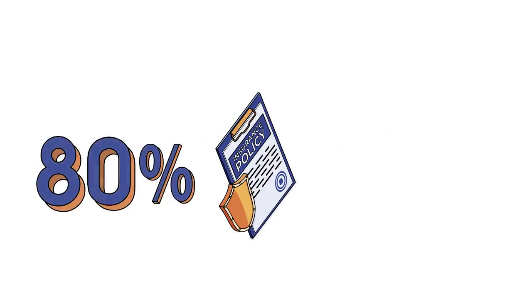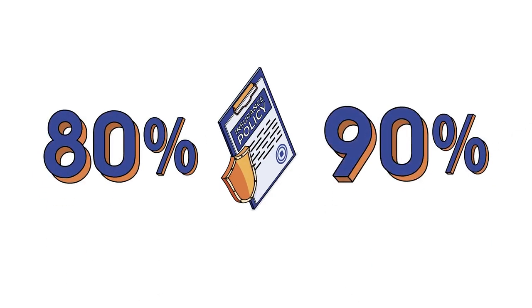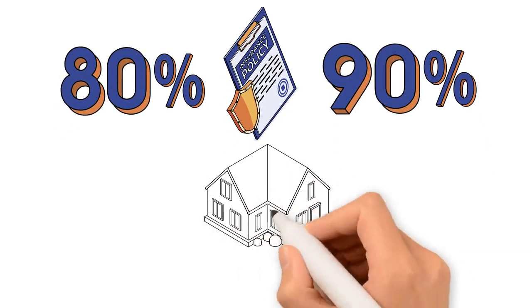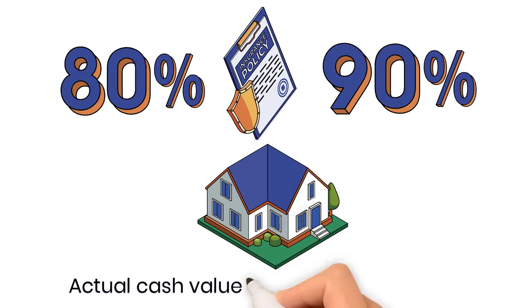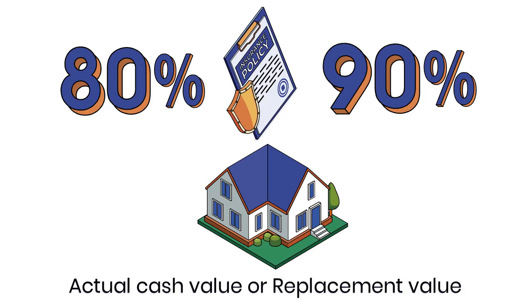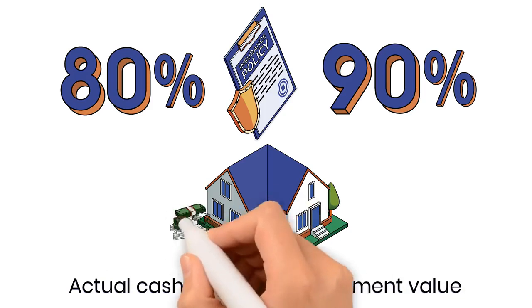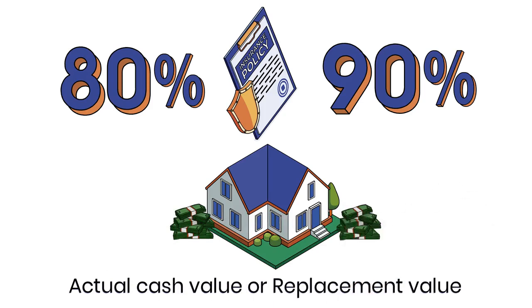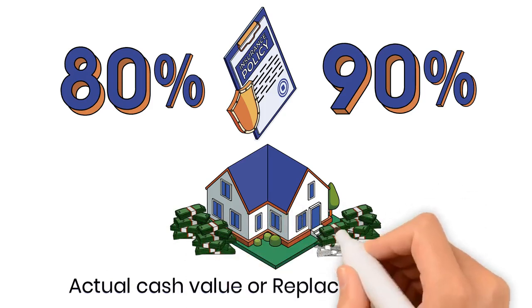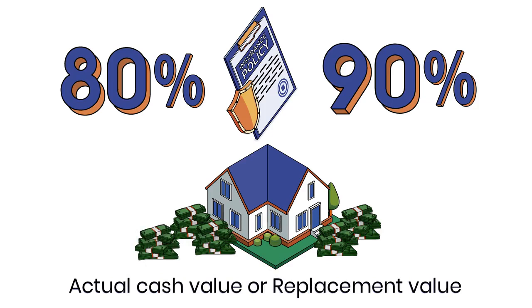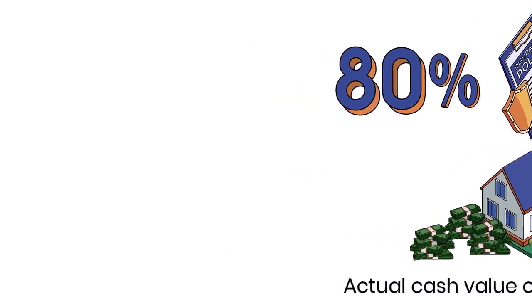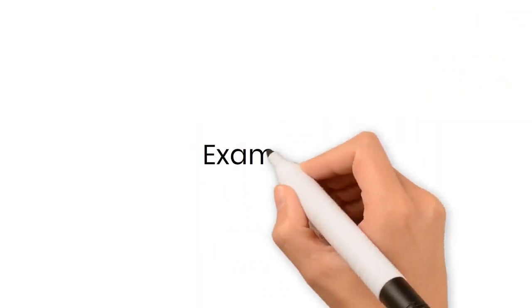Now, let's take a closer look at coinsurance. Most policies contain a coinsurance clause of either 80% or 90%. This percentage is the portion of your property's value, either actual cash value or replacement value, that you must insure in order to avoid a coinsurance penalty. Failing to insure to at least this amount will trigger your policy's coinsurance clause and result in your claim being paid on a proportional basis. To better understand this, let's look at some examples.